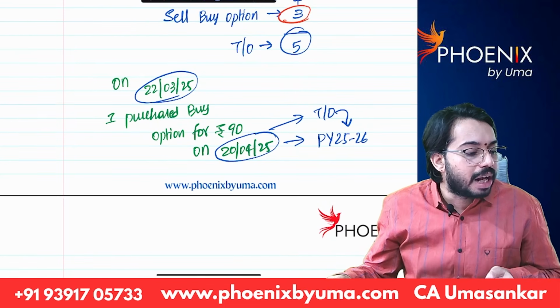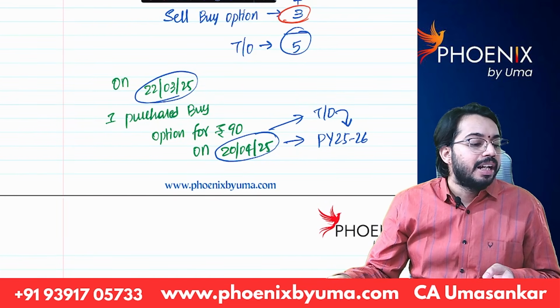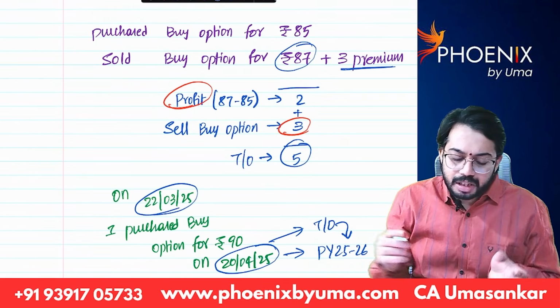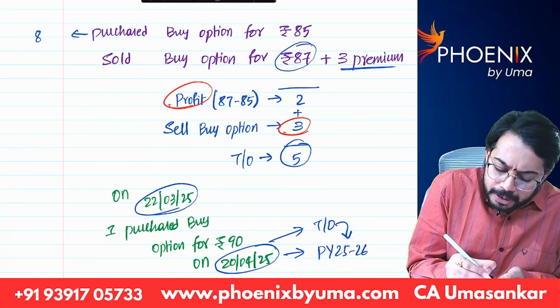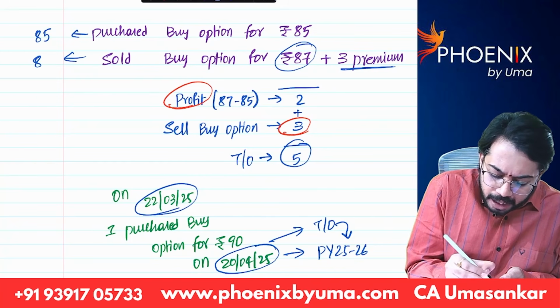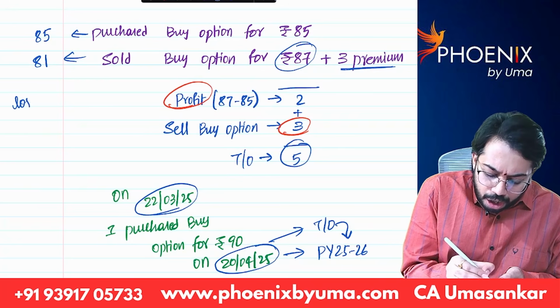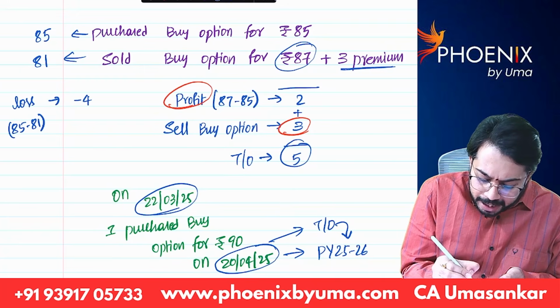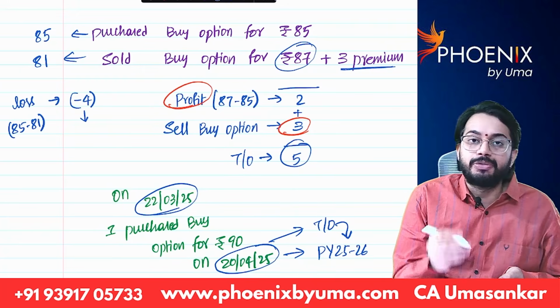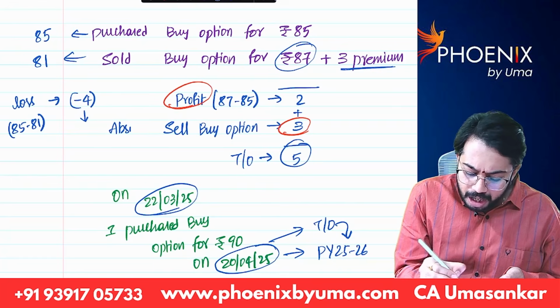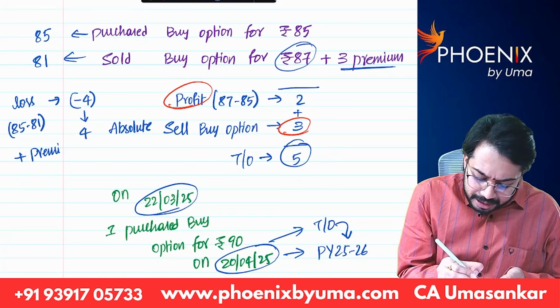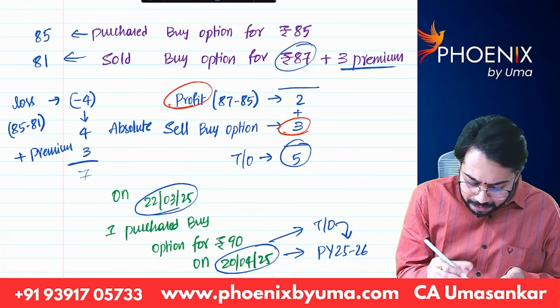Yes. One doubt asked is, in options we get loss. It added to the turnover or not? Yes, it will be added. For example, in this case, I purchased option for 85. I sold option for 81. Is there profit or loss? There is loss. 85 minus 81. My loss is minus 4 rupees. Even though it is minus 4, we need to take absolute figure. How much is absolute figure? 4. Plus how much is the premium I have received? 3. Total 7 rupees will be treated as turnover. Are you able to understand?